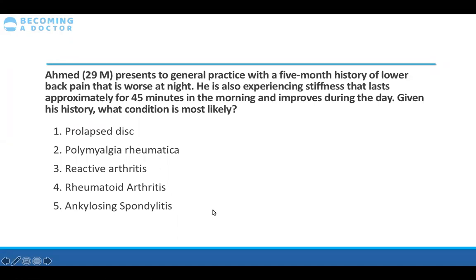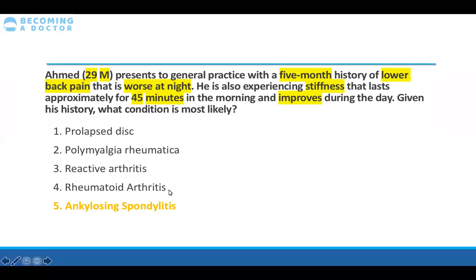Right, so you guys are spot on. Majority of you answered ankylosing spondylitis, and that is the correct answer here. The things that point to it are that he's quite young, 29 years old, and he's male, which makes him more likely to develop ankylosing spondylitis. A 5-month history, lower back pain which is worse at night. The stiffness lasts approximately 45 minutes in the morning and improves throughout the day, again telling you something inflammatory is going on.